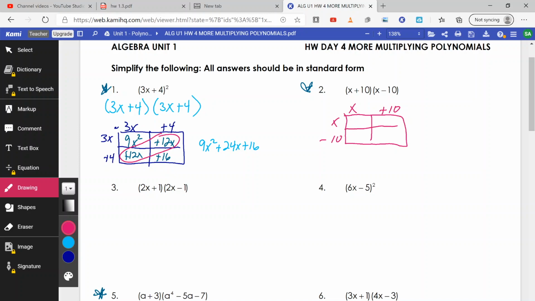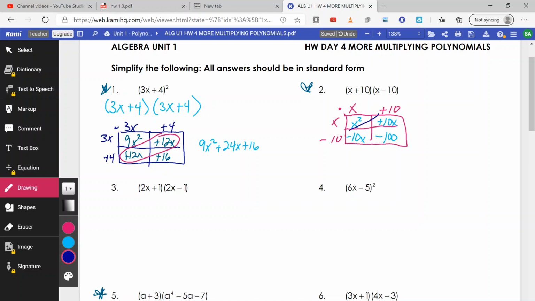What I'm going to do is multiply what's on the left times everything up top. x times x is going to give me x squared. x times the 10 is going to give me a positive 10x. The negative 10 times x is going to give me a negative 10x. And the negative 10 times 10 is going to give me a negative 100.